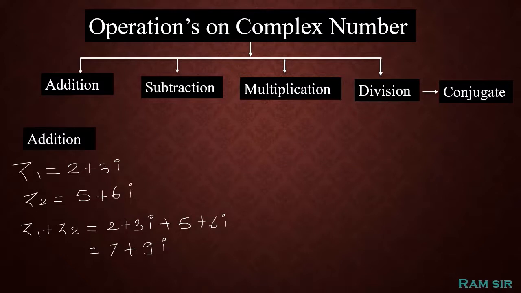And if we do the addition z2 plus z1, then also we will have the same answer. Because when we add two numbers, it does not matter which number we write first. You can write z1 plus z2 or z2 plus z1, both mean the same. So this is the example of addition of two complex numbers.